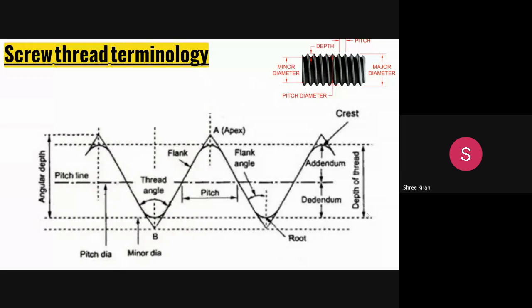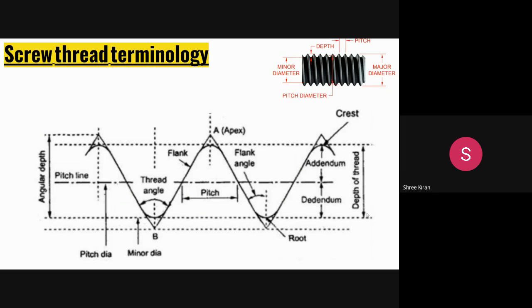The next one is helix angle. What is the helix angle? It is the angle made by the helix of the thread at the pitch line with a plane perpendicular to the axis. Then comes the addendum and dedendum. We can see in the figure. Addendum is always the radial distance between the major dia and the pitch dia.